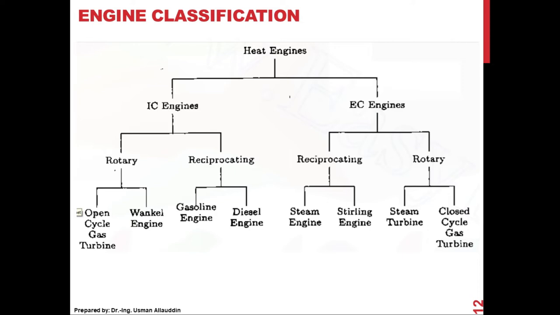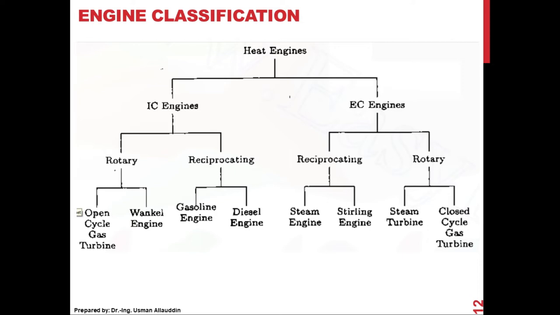In the rotary type internal combustion engine, we have open cycle gas turbines and the Wankel engine. And in the reciprocating type internal combustion engines, we have the gasoline engine or diesel engine. These are the two common engines. The gasoline engine is the spark ignition engine, which is commonly used in bikes or small cars. And then we have the diesel engine, which is normally used in cars or trucks, etc.